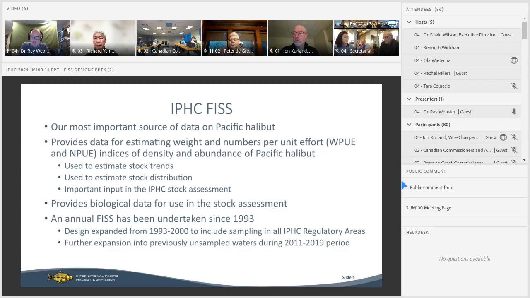A bit of background as usual. The IPHC FIS is our most important source of data on Pacific halibut. It provides data for estimating weight and numbers per unit effort, which we use to estimate stock trends, stock distribution, and are an important input in the IPHC stock assessment. It provides biological data for use in the assessment, and we've had an annual FIS following the current design criteria each year since 1993. The design has been expanded twice in the early years and more recently in 2011 to 2019.